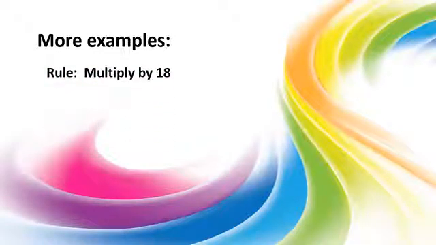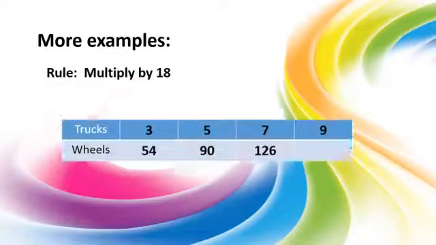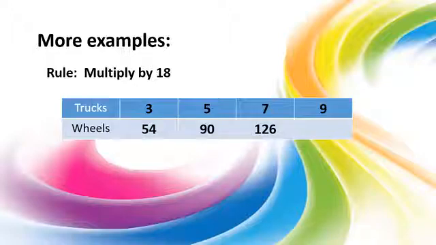So let's have more examples. So the rule for this is multiply by 18. So we have there the trucks, number of trucks, and the number of wheels. So we are going to multiply the number of trucks by 18.